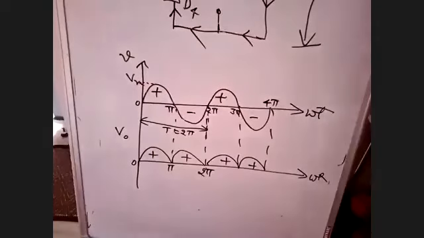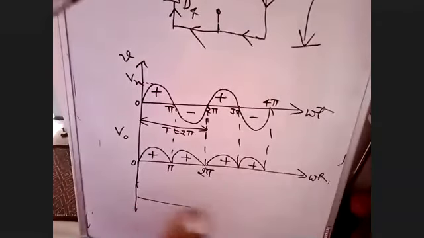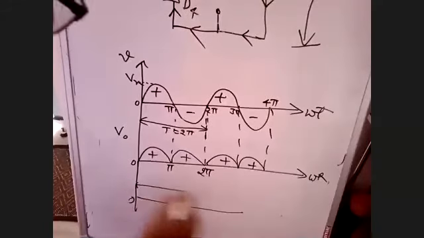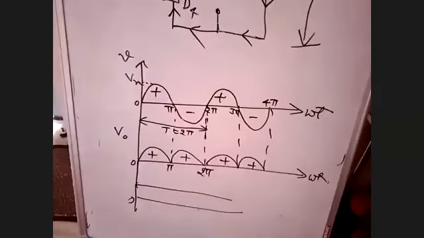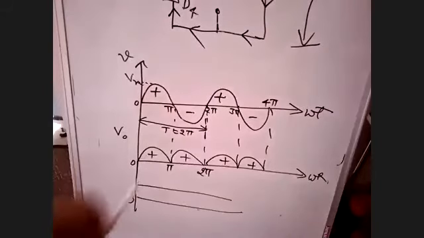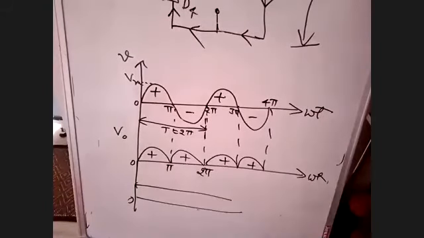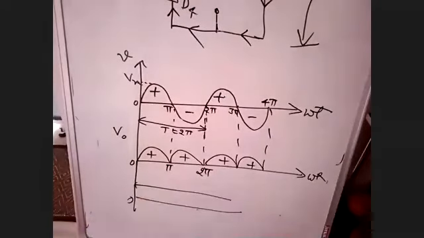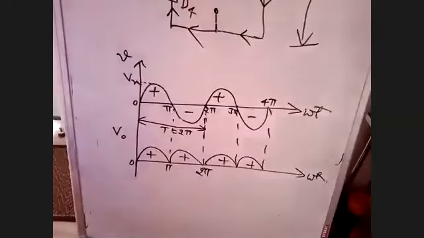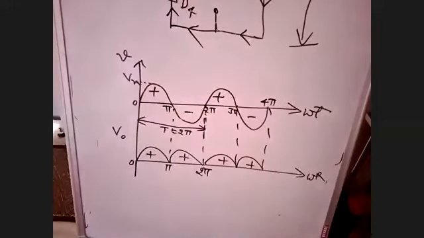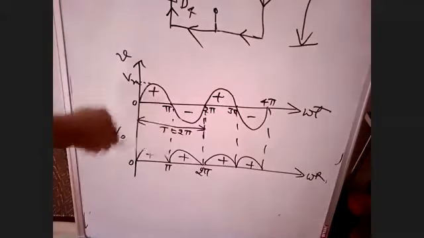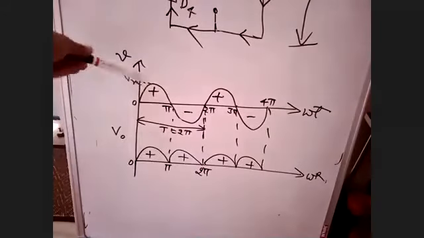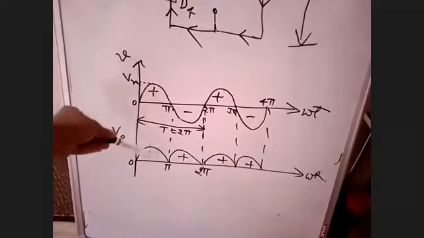Straight DC means it should be like this. This is the constant DC. This one is pulsating DC and this is the constant DC. And our output is pulsating DC. So now we have converted AC to DC. The meaning of rectifier is that which converts AC to DC. Input is AC, output will be DC.